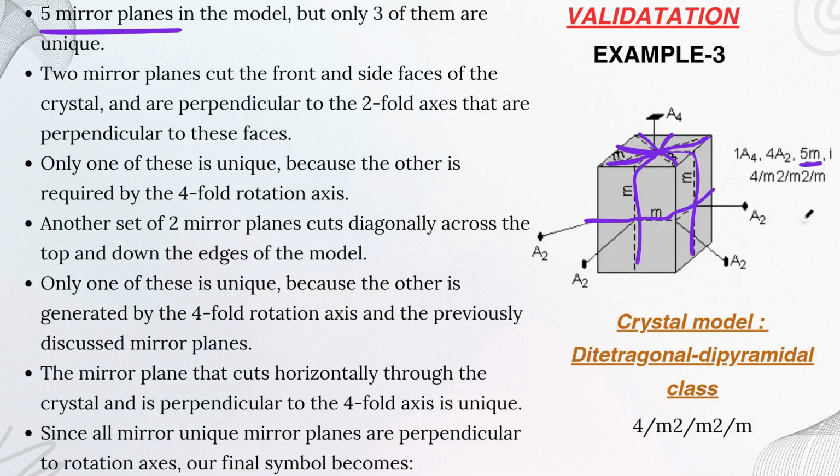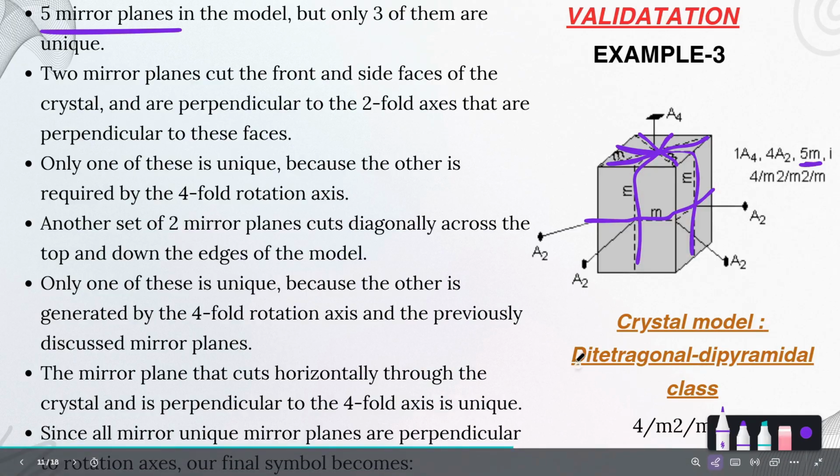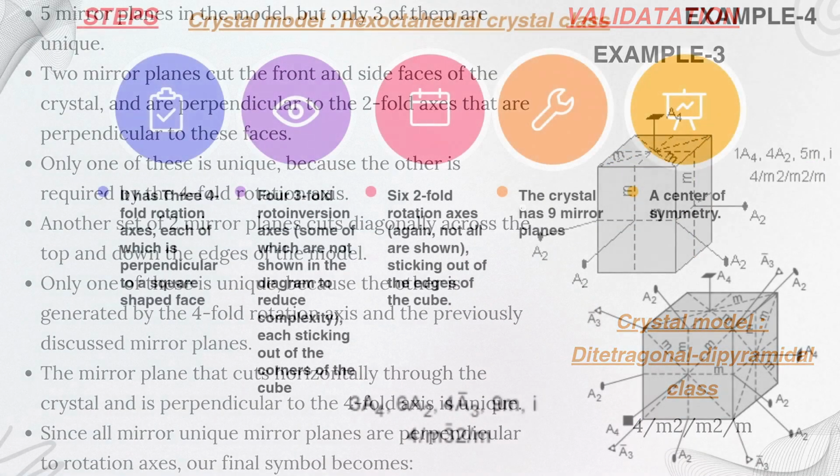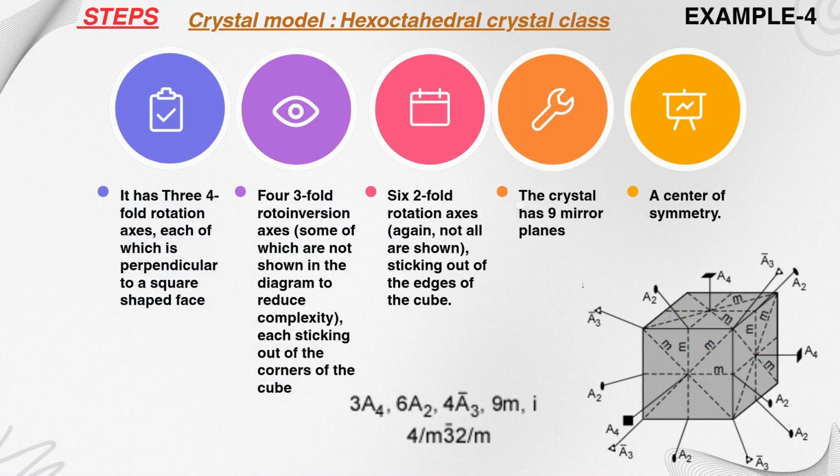And the relationship between the mirror plane and the rotation axis, the perpendicularity, is there. Hence 4/m, 2/m and 2/m is given for this particular tetragonal tripyramidal class. We'll go with the last example.